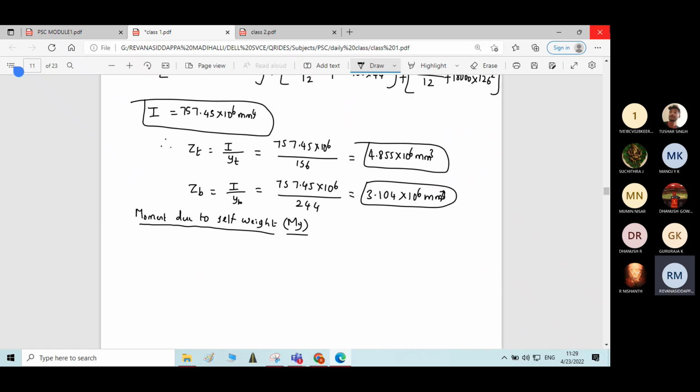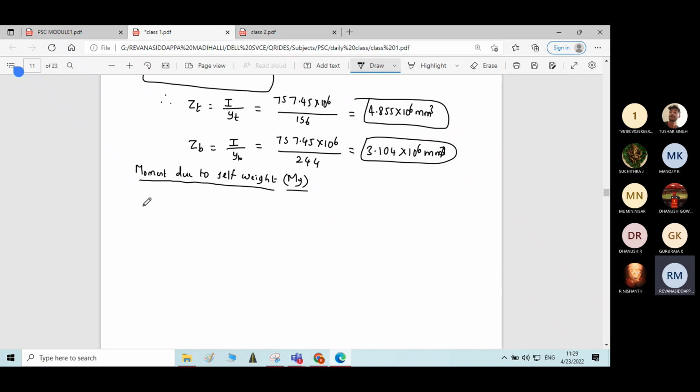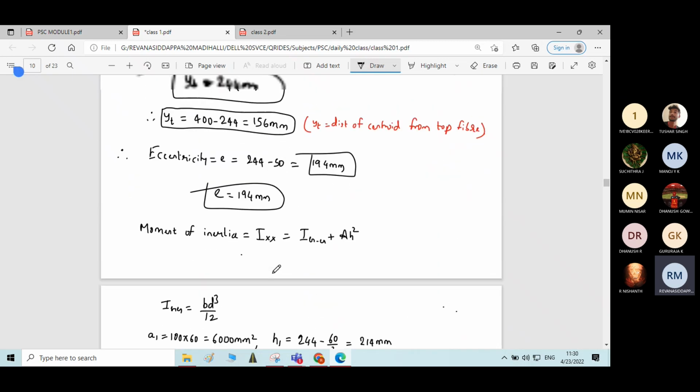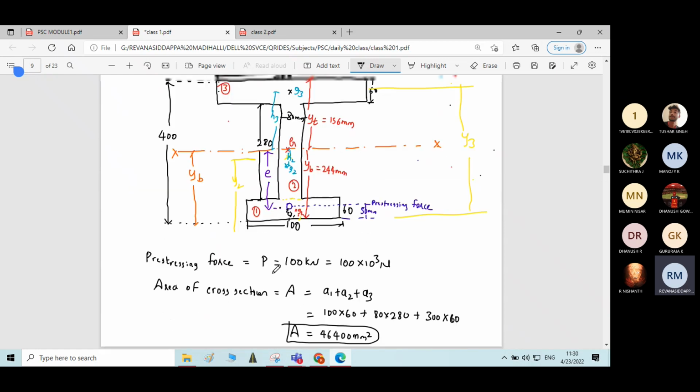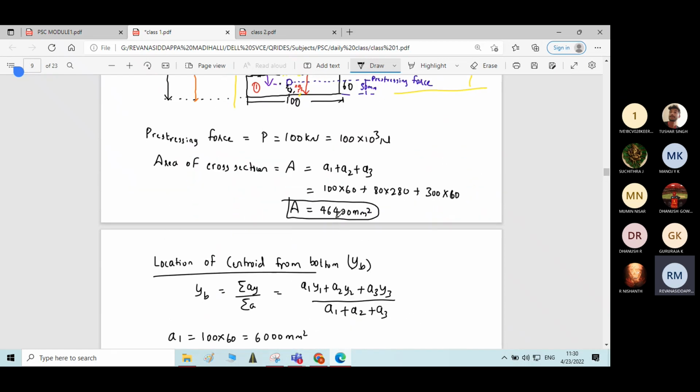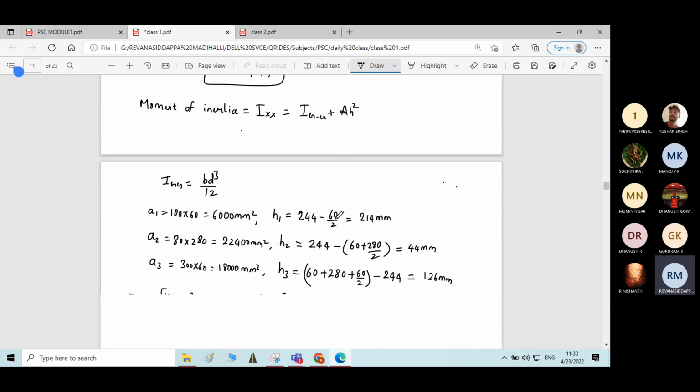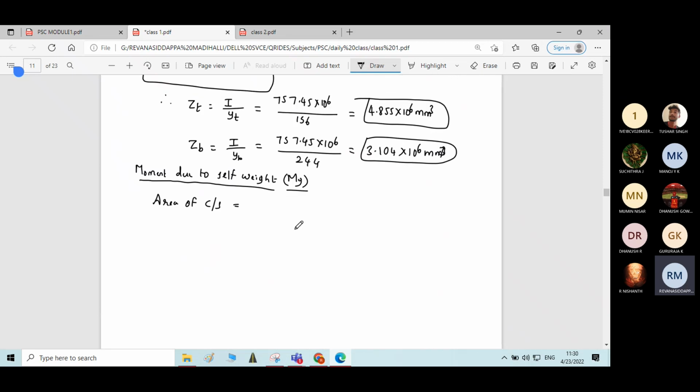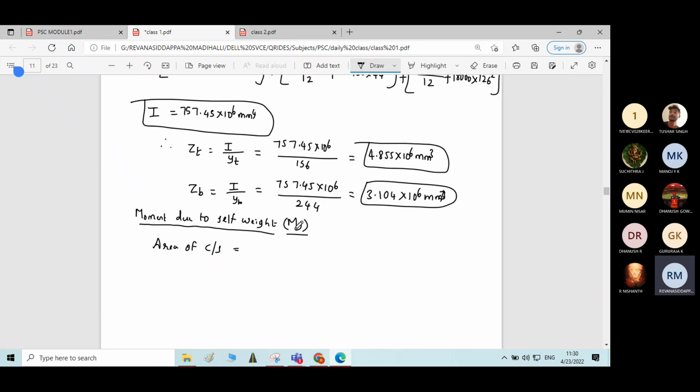First you calculate the self weight of the section. So we know the total area of the section. Area of cross section is how much? The total area we have calculated before. How much did we get there? Total area is 46,400 mm square. Correct? 46,400 mm square.